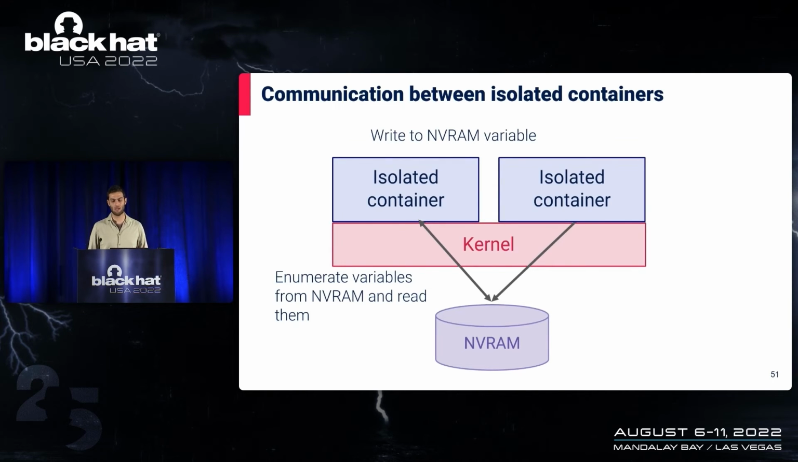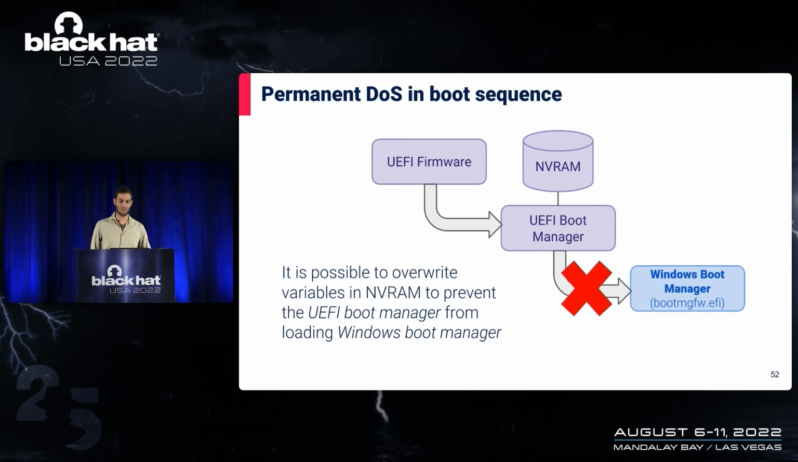Additional impact is that we can communicate between two isolated containers. Both of the containers can communicate with NVRAM storage. So we can read one variable and write it from another, which leads us to a possible exfiltration of data between them.